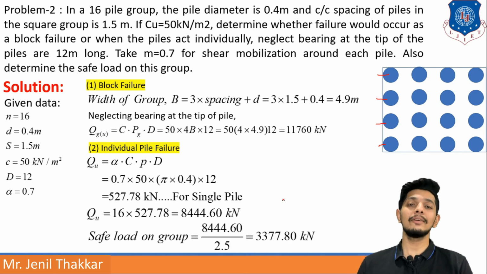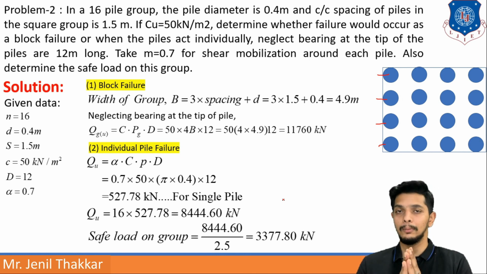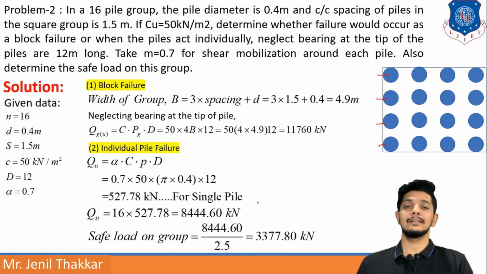Let us move to safe load. Now for safe load, we have to divide it with a factor of safety. Now in this case, factor of safety is not provided in the problem. If it is provided, we should obtain it from there, but in the generalized case we have to take factor of safety as 2.5, as it is very sensitive. So dividing the smaller value of both of them, that is 8000 something, by 2.5, it comes out as 3377.80 kilonewton. So this is the safe load you can apply on this pile group.